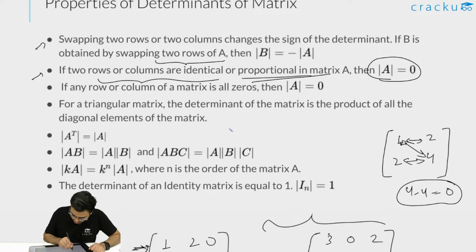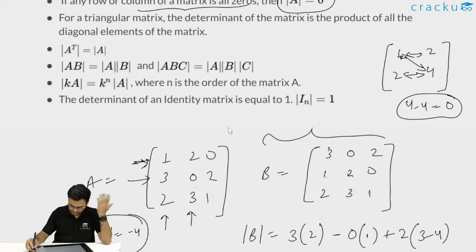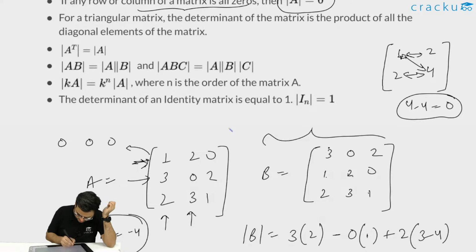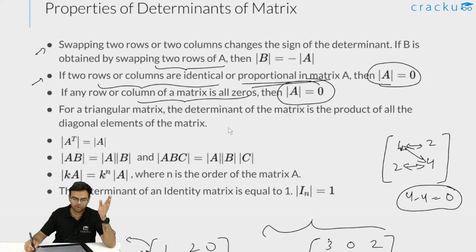If any row or column of a matrix is all zeros, if the entire row is zeros or the entire column is 0, then the determinant will again be 0. You can consider this one: if this row is 0, 0, 0, then this value will be 0, this value will be 0 and this value will be 0. So 0 multiplied by anything will be 0, and adding up three zeros will ultimately be 0 only. So if any row or column is 0, all the elements of that row or column are 0, the determinant will be 0.